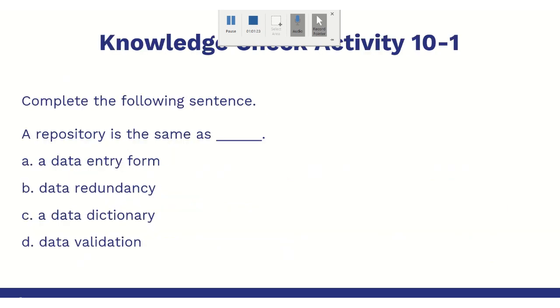Let's do a quick knowledge check. Let's complete the following sentence: a repository is the same as a data entry form, a data redundancy, a data dictionary. So we are talking about the repository, right? Four options: data entry form, data redundancy, data dictionary, and data validation. Which one is correct? As we discussed earlier, a repository is nothing but a data dictionary. So C is the correct answer.